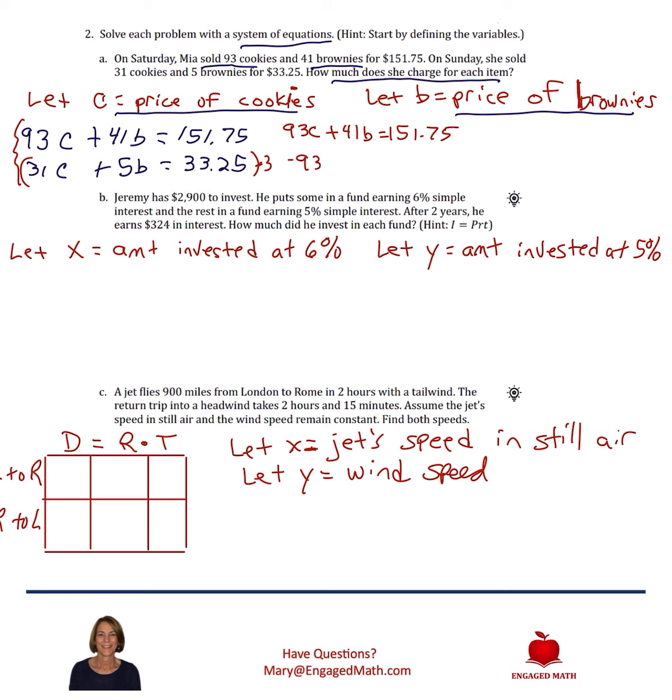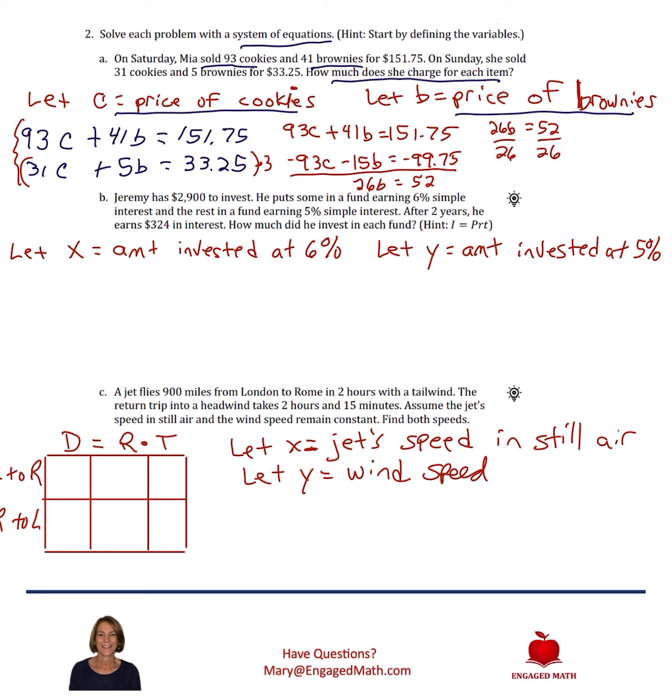So I'm putting a -3 there, so you see that I'm going to get a -93C. Remember that -3 has to distribute to everything. So minus 15B equals, and -3 times the $33.25 is going to be -$99.75. Now we can add these together. Remember, you get a calculator for this problem. When we add the 41 minus the 15, we get 26B, and then the difference between 151 and 99 is going to be 52. So we now have 26B equals 52.